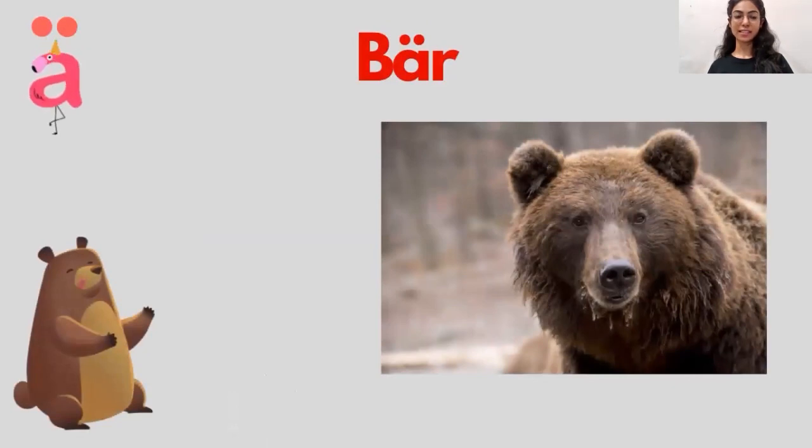Now we'll study 4 more alphabets in German. That is A umlaut, which is Ä. This is the bear. You can see you play with the teddy bear. So that bear is Bär. Bär. A umlaut is Ä.